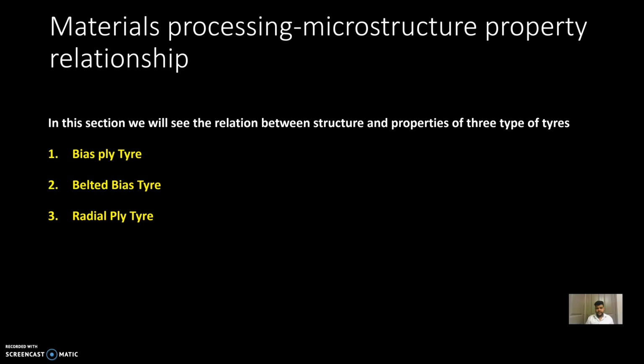However, material process and microstructure property relationship. So in this section, we will see the relation between the structure and the properties of the three types of tires. The first type is the bias ply tire, then the belted bias tire, and the radial ply tire.